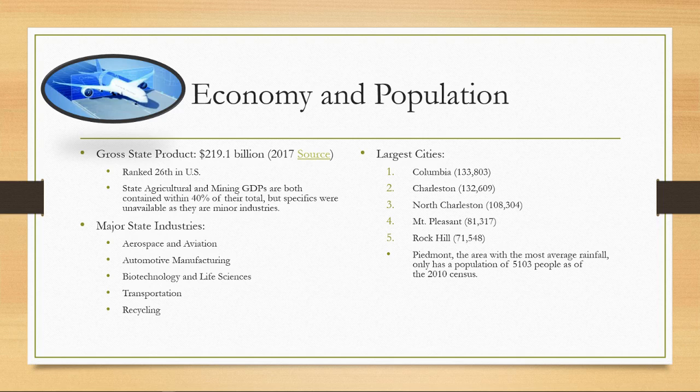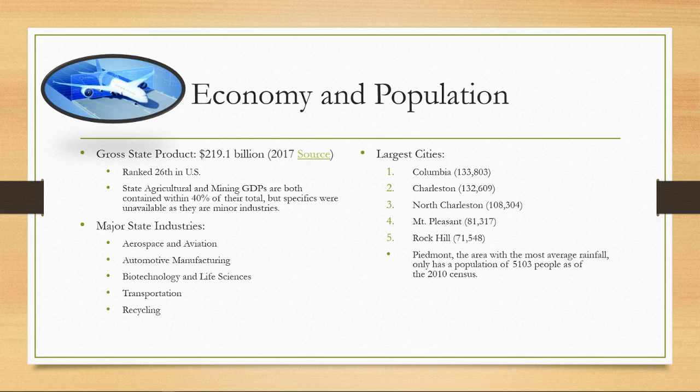Its agricultural and mining GDPs were both contained within 40% of their total, but since neither mining nor agriculture are one of their major industries, specific data on their specific GDPs was pretty difficult to find. Their major industries, which aren't agriculture and mining, since those don't show up, are aerospace and aviation, automotive manufacturing, biotech and life science, transportation and recycling. And then their largest cities are Columbia, Charleston, North Charleston, Mount Pleasant, and Rock Hill.